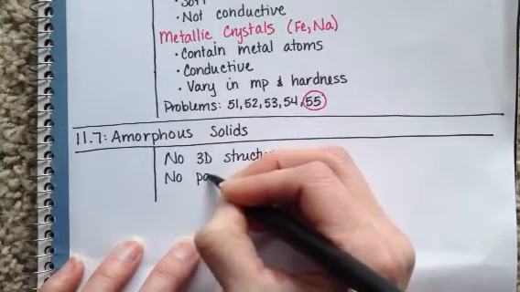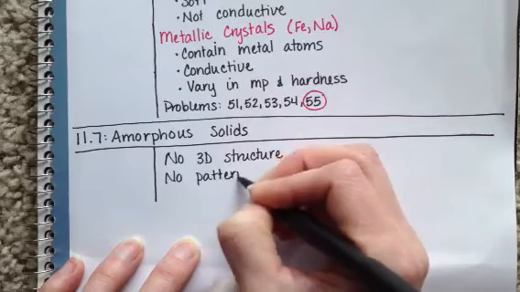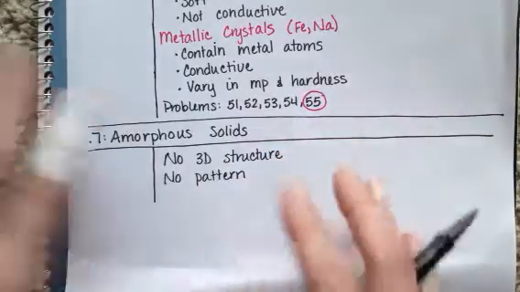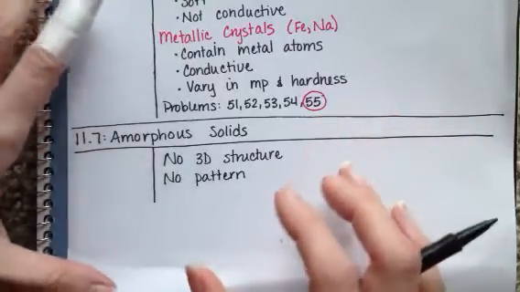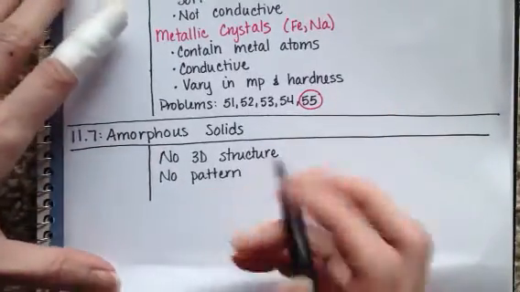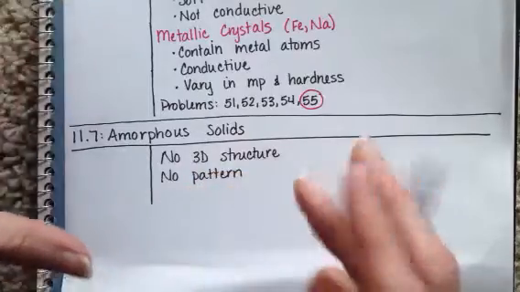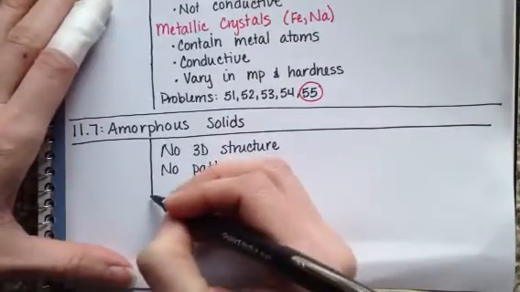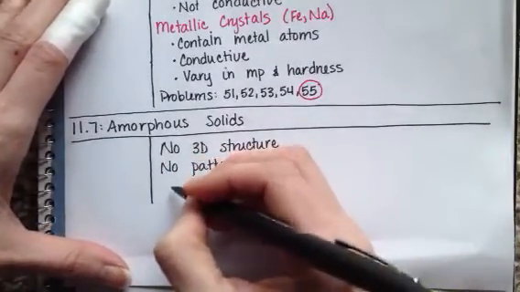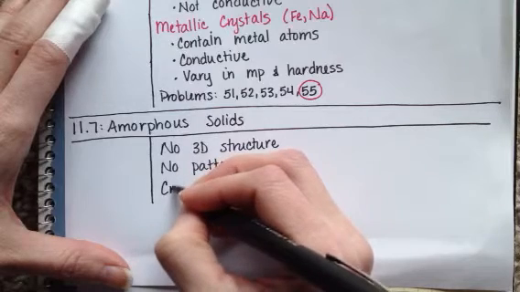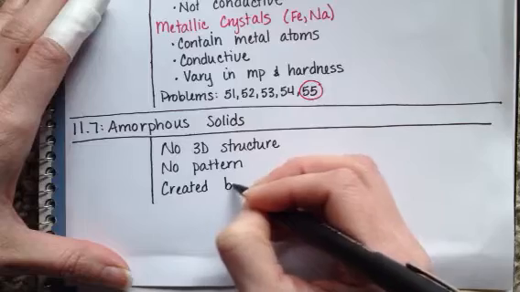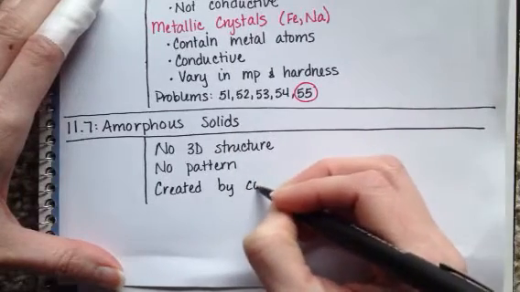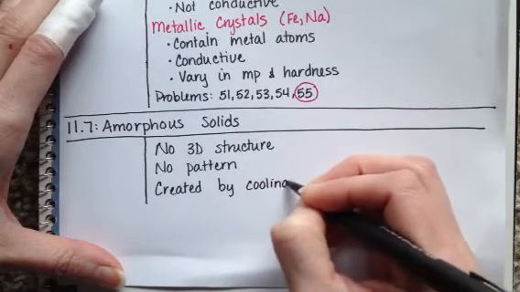So the molecules, as we talked about in class, haven't had a chance to orient themselves or line themselves up as they enter into the solid state. So there's no order or structure to them. They just kind of get frozen in place. They may or may not be in the right place to create a crystal. You can create an amorphous solid by cooling a liquid very quickly before it has a chance to crystallize.